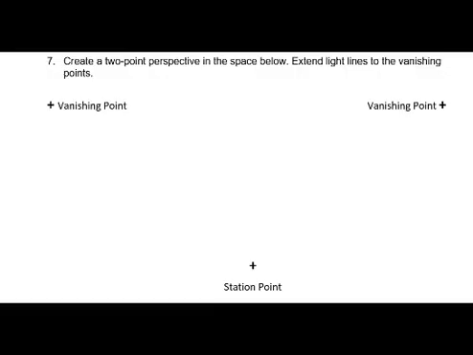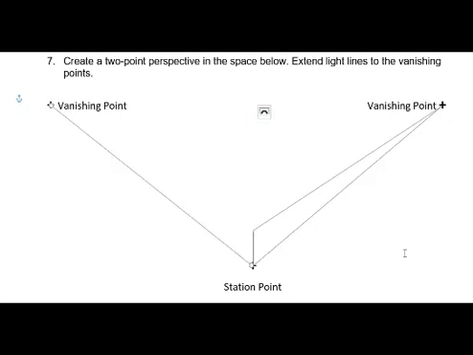Unlike the single vanishing point, this time you will start with the corner of your object, which means I'm just going to have a vertical line drawn up from the station point. And then with that line, I now will connect it, and I'm drawing lightly at first again, connect the bottom of the line to one of the vanishing points, the top of the line to a vanishing point, and the same to the other vanishing point.